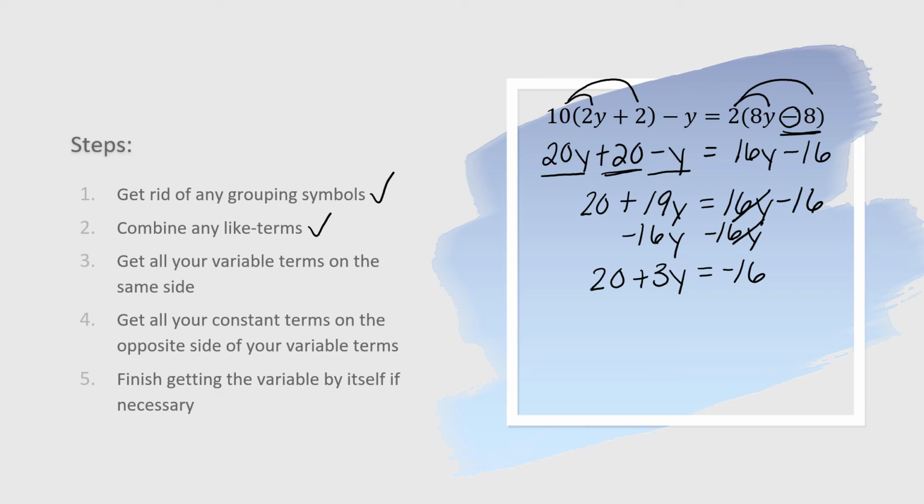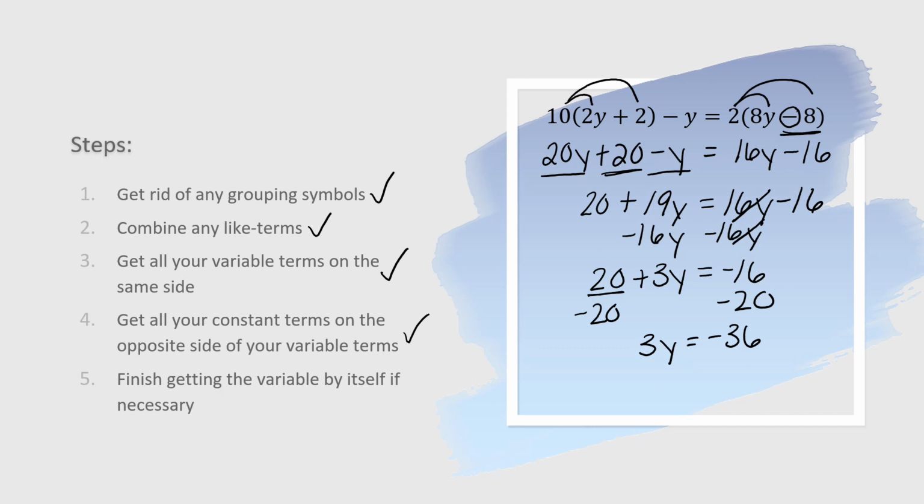And now that I got all the variable terms on one side, I want to move my constant terms to the other side, which means I have to move this 20 to the right hand side. So I want to subtract a 20 away from both sides. And when I do that, I will get negative 36 on that right hand side. And that is completely separating the variable terms and the constant terms.